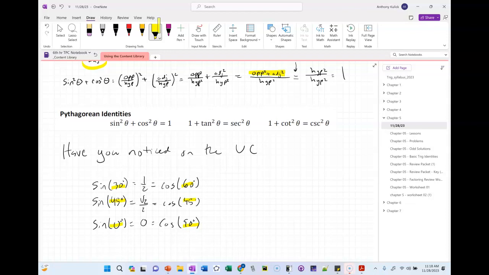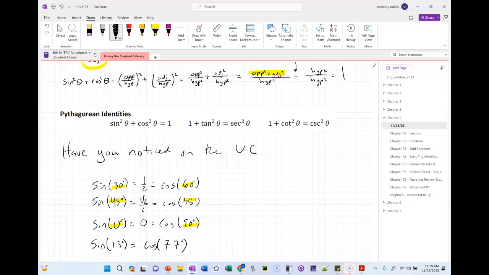Think back to geometry. They're all part of special right triangles. Well, they are special right triangles, sure, but think more generally than that. Because we'd expect to say that sine of 13 should equal cosine of 77. They add up to 90. What do we call those angles?